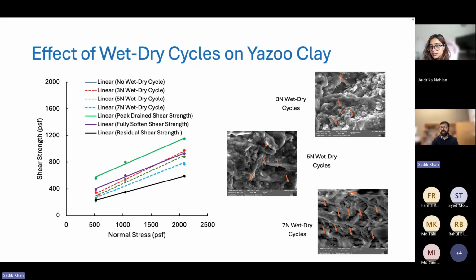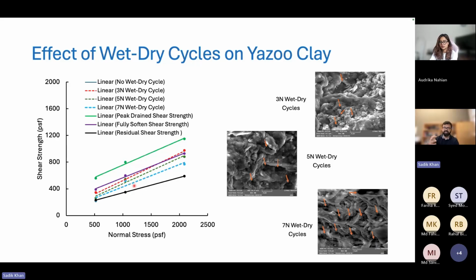see is, once after construction, a sample is exposed to different wet-dry cycles. For example, here we are showing three wet-dry cycles. The shear strength drops from the peak strength, and it reaches close to the fully softened strength. The fully softened strength line is the purple line, and then it will keep dropping and keep trying to reach the residual strength.